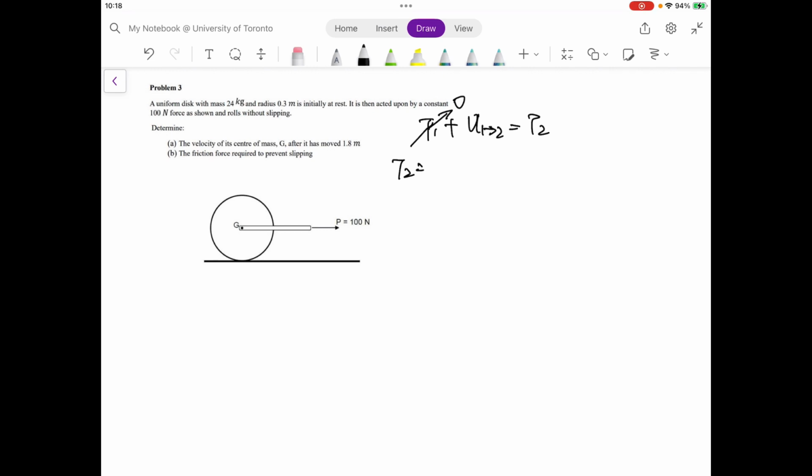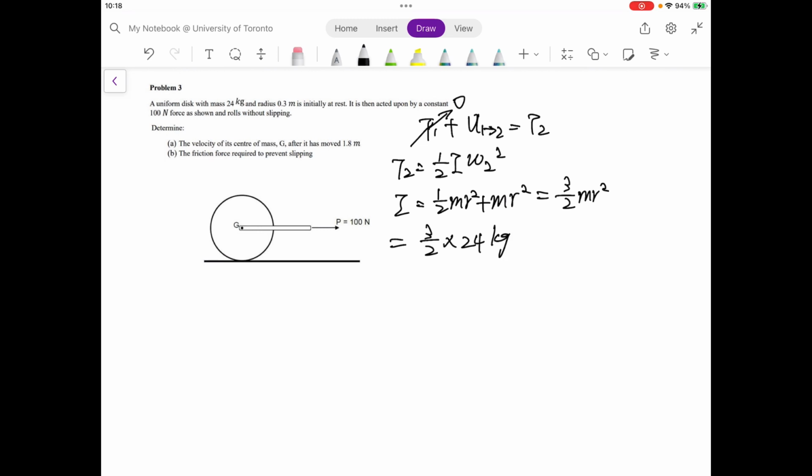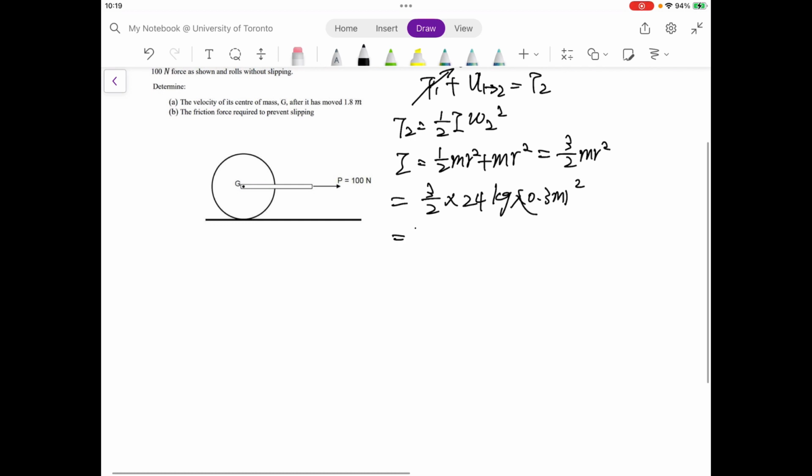T2 is equal to 1 over 2 I omega 2 square. I is equal to 1 over 2 m r square plus m r square. This is equal to 3 over 2 m r square. This is equal to 3 over 2 times 24 kilograms times 0.3 meter square. This is equal to 3.24 kilograms times meter square.